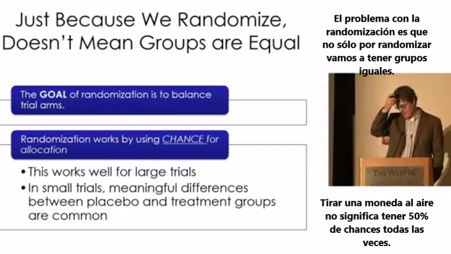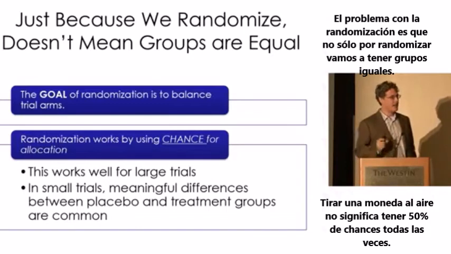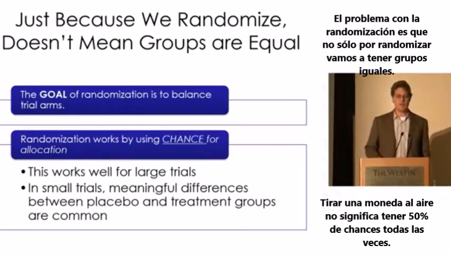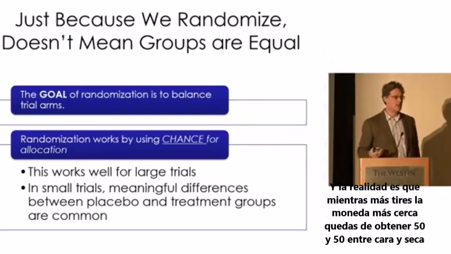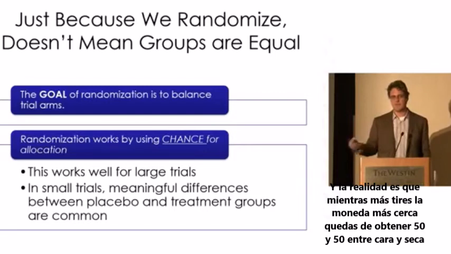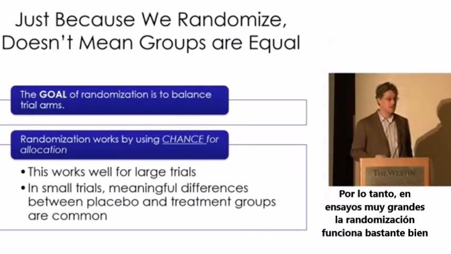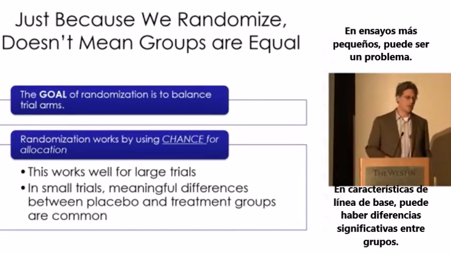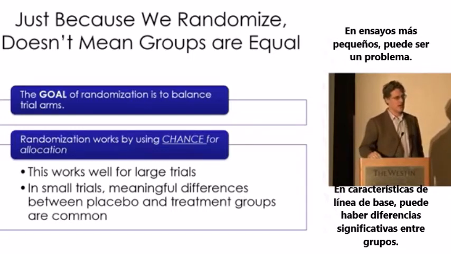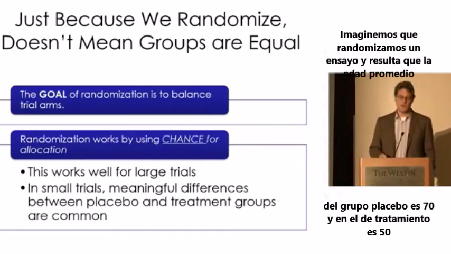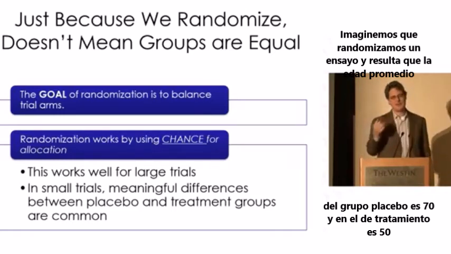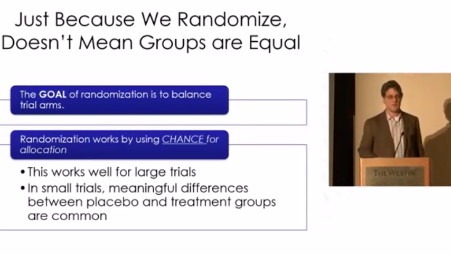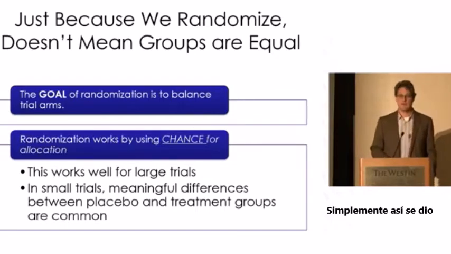The problem with randomization is that just because we randomize doesn't mean that we get equal groups. So just because you're flipping a coin doesn't mean that you get 50% every time. And it actually turns out that the more times you flip a coin, the closer you get to 50-50 heads and tails. So in very large trials, randomization works quite well. But in smaller trials, there can be a problem. We can have meaningful differences in baseline characteristics between groups. So let's imagine a trial where we randomize, but it turns out that the placebo group average age is 70 and the treatment group average age is 50. That's just how it worked out.